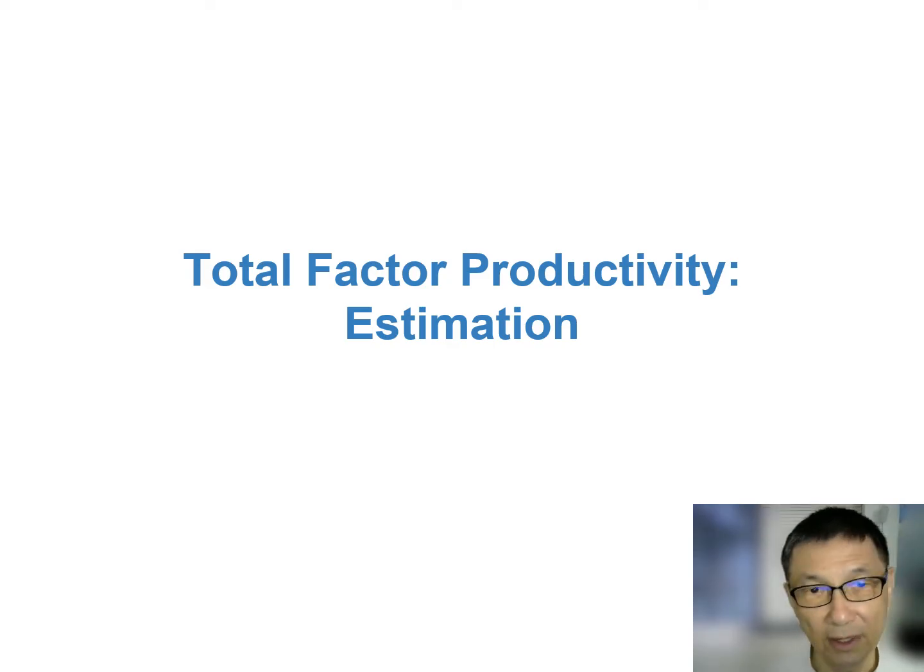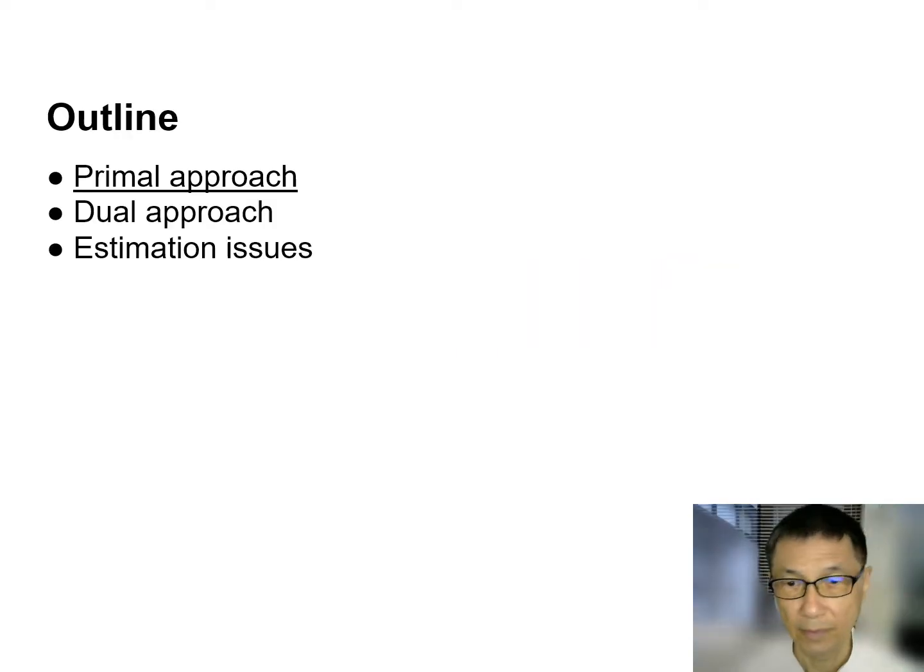In this session, we will discuss estimation of total factor productivity. Total factor productivity, also called multi-factor productivity, is a measure of the increase in output above and beyond the increases in the inputs. I will first explain the primal approach to estimating TFP, then briefly the dual approach, and finally issues in estimation.